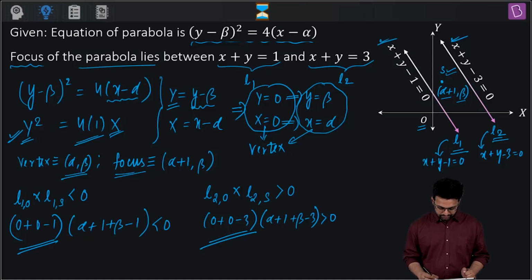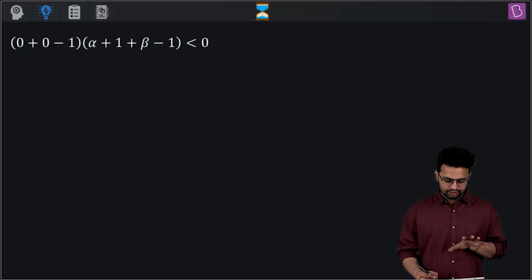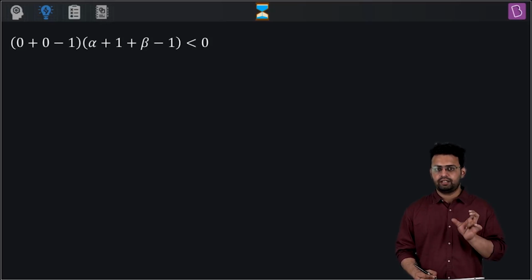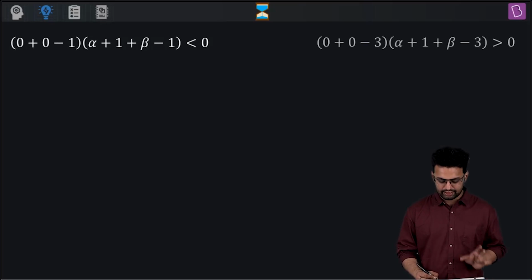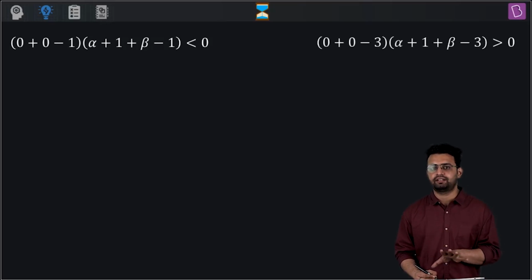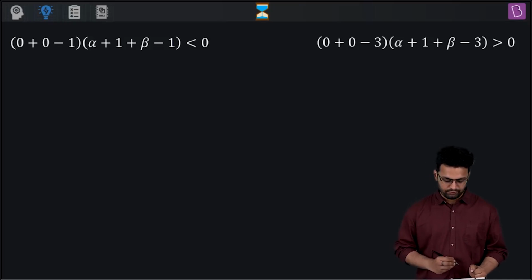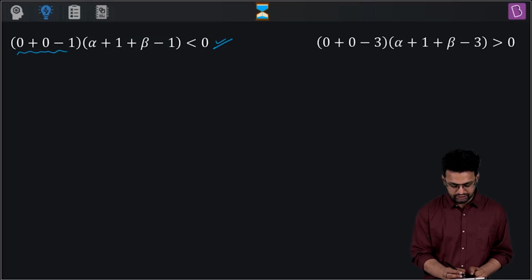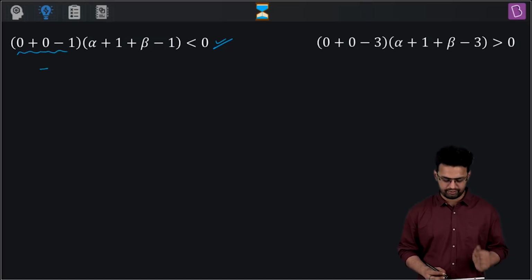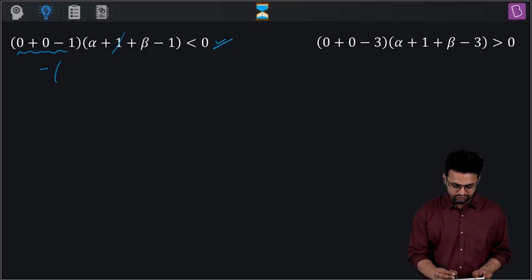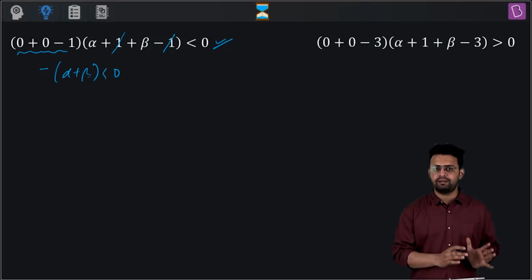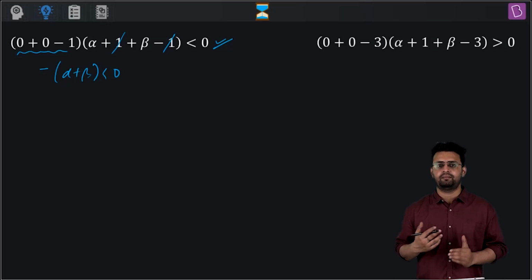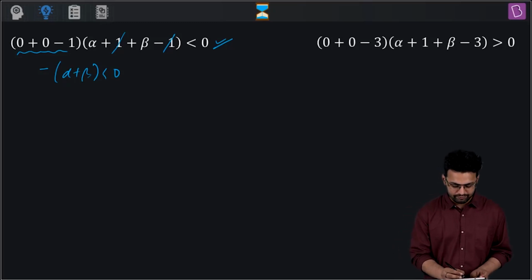Okay, so moving forward, this is what we have taken for the case of line L1, and this is what we have got for the case of line L2, right? Now, I'm going to simplify this first one. In the first bracket, we just have minus 1, and in the second bracket, plus 1 and minus 1 will get cancelled out. So I'll get alpha plus beta less than 0. If I multiply both sides of the inequality by minus 1, the inequality will reverse its sign. What I'll get is alpha plus beta greater than 0.